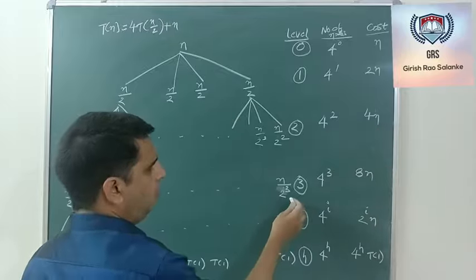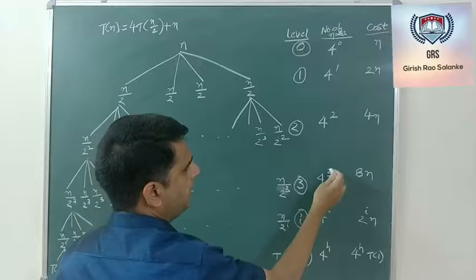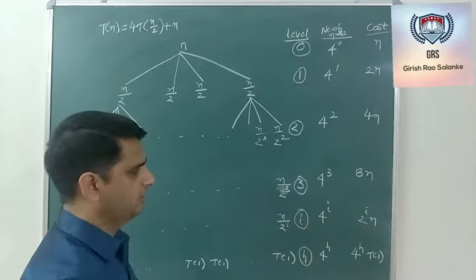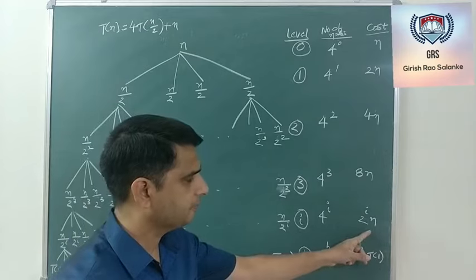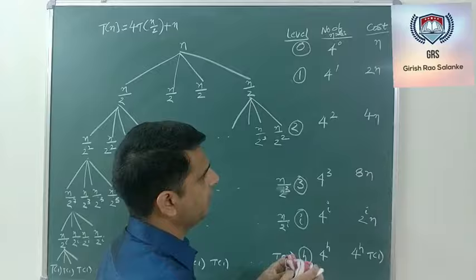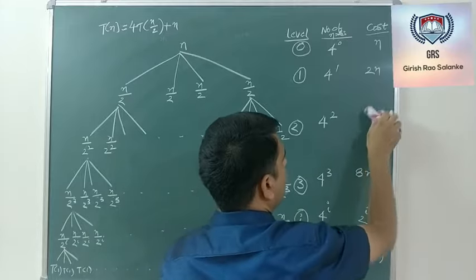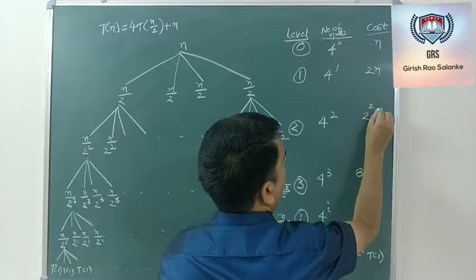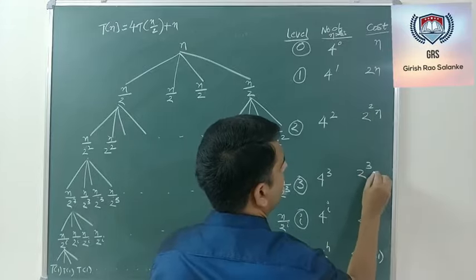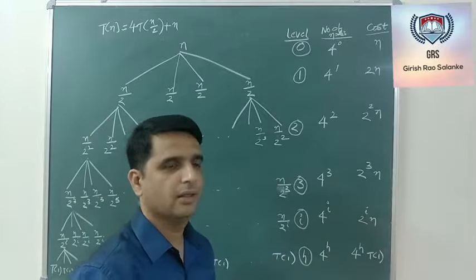Similarly, next, it is 4 cube multiplied by n by 2 to the power of 3. If you calculate, it will be 8n. Similarly, here at level i, it is 2 power i n. Rather than writing it as 2n, 4n is nothing but 2 square n, and 8n is nothing but 2 cube n. So at level i, it will be generalized to 2 power i n.